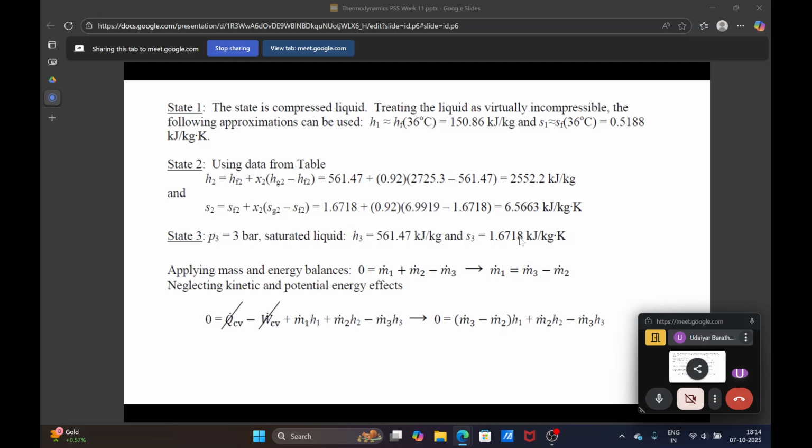So these are the enthalpy and entropy values which we require to apply the first law and second law analysis to the system, doing an energy balance and an entropy balance. We have found enthalpy and entropy for each of the states. Then applying the mass balance, as I said, it's straight away m1 plus m2 equals m3, and we can write one mass in terms of another.